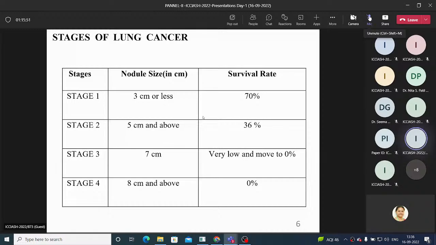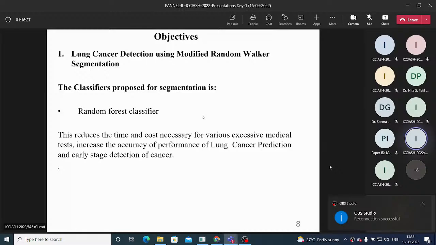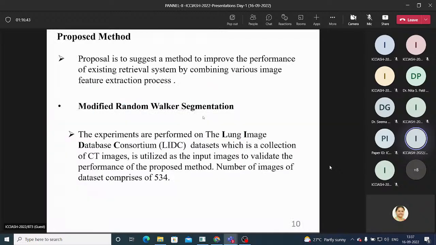So the effectiveness of CBIR depends mainly on the visible features. These are the steps: input image, anisotropic diffusion filter, modified random walker algorithm, segmented image, feature extraction, then whether it is benign or malignant. The proposed method suggests a way to improve the performance of existing retrieval systems by combining various image feature extraction processes, with modified random walker segmentation.